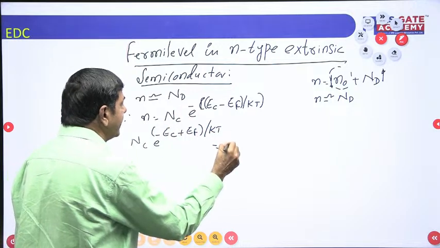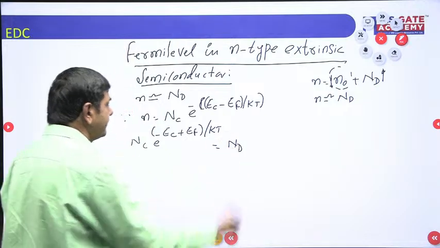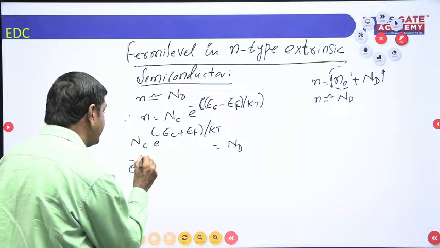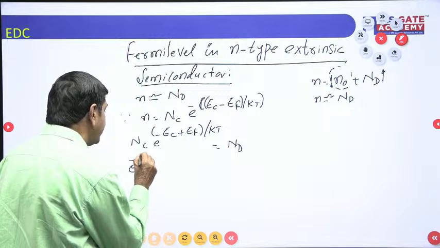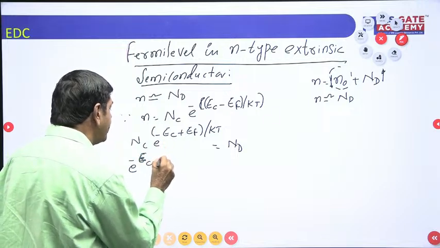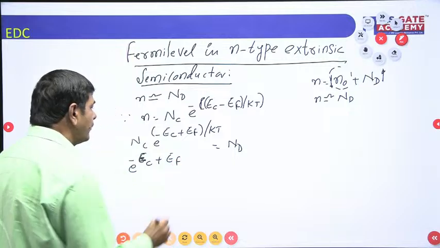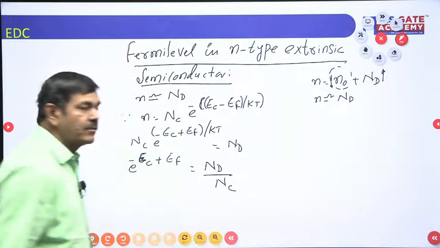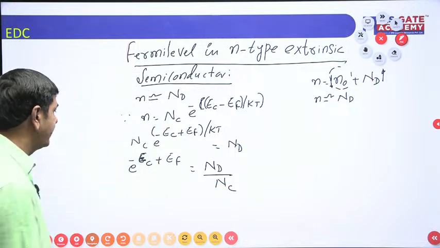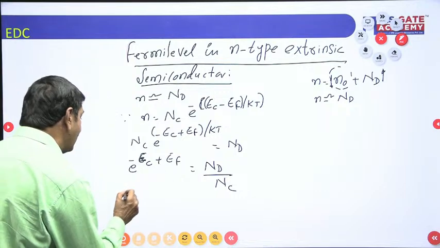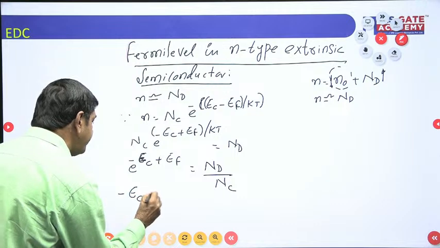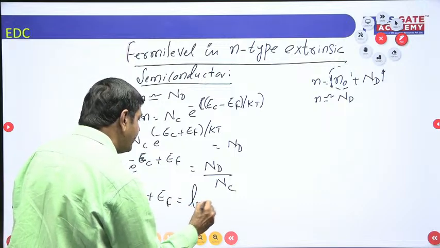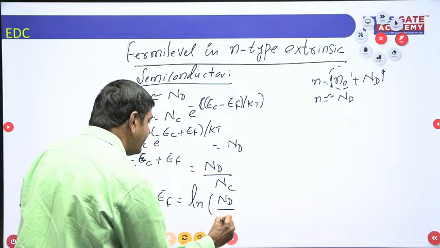That equal to ND I can write, approximately equal to ND. ND by NC I have taken here now, e power minus of EC minus EC plus EF equal to ND by NC, donor concentration by conduction band coefficient. If you take log on both sides, I will get minus EC plus EF. If you bring this side, ln of ND by NC I can write here now.